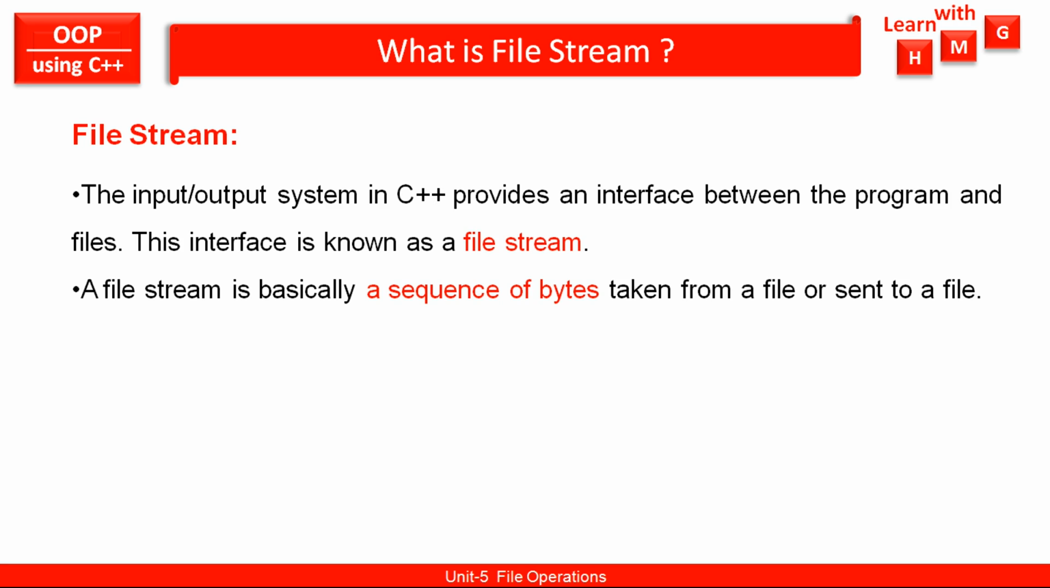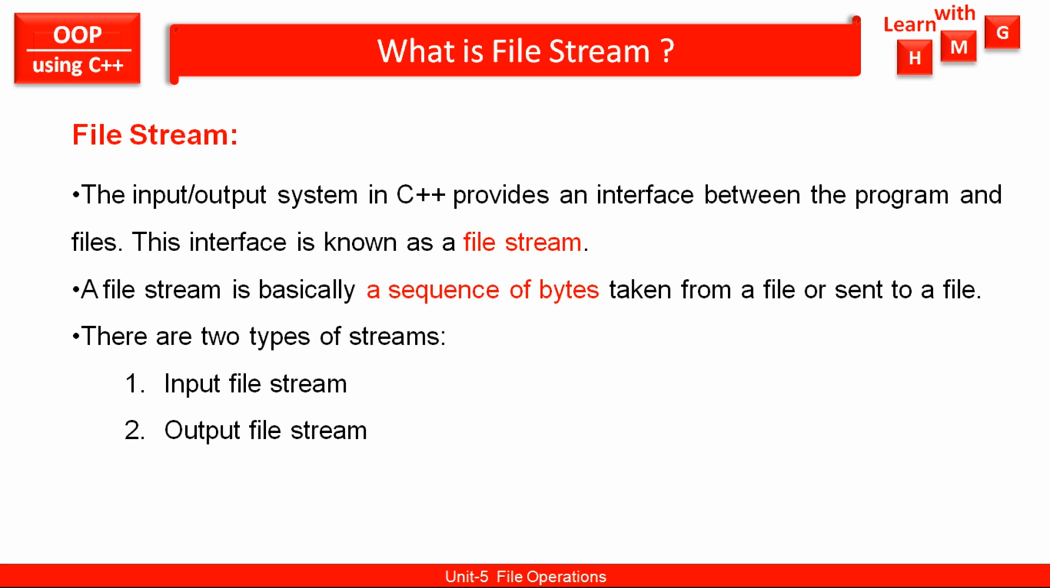A file stream is basically a sequence of bytes taken from a file or sent to a file. At a lower level, the file stream is nothing but a sequence of bytes. A sequence of bytes is generated by a program and sent to a file, or a sequence of bytes is read from a file and given to a program. This give and take between program and file is in terms of a sequence of bytes at the lower level. There are two types of streams: input file stream and output file stream.